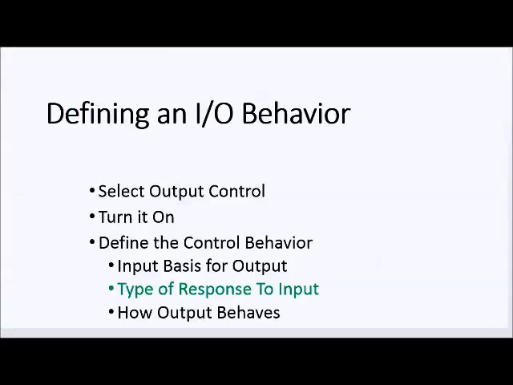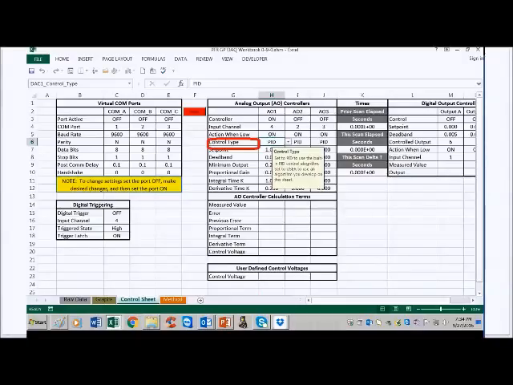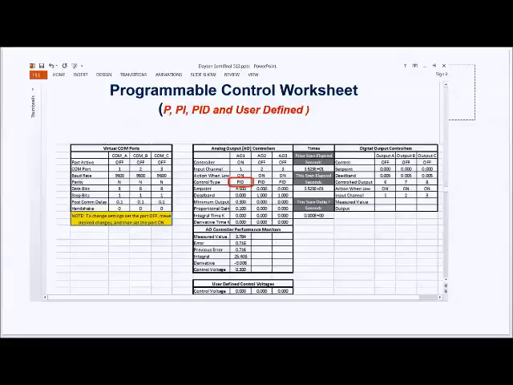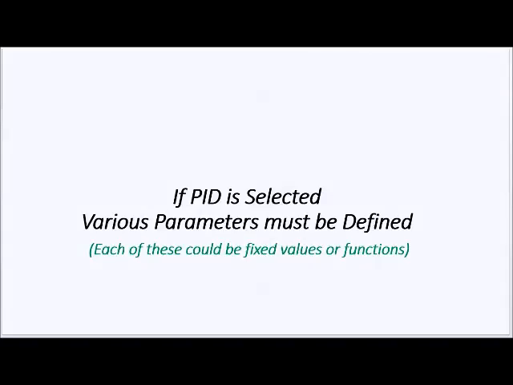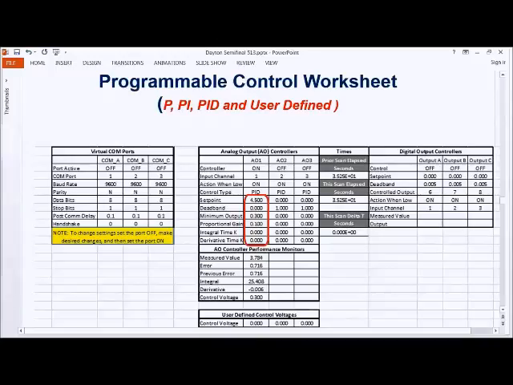The next thing we need to do is determine the type of response to input. Here it's showing control type, and we can select PID or user defined, and we're going to leave it as PID. If PID is selected, various parameters must be defined. And here's a look at those parameters. We need to define set point, deadband, minimum output, proportional gain, integral time, and derivative time.